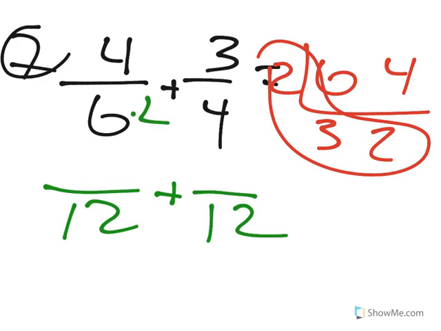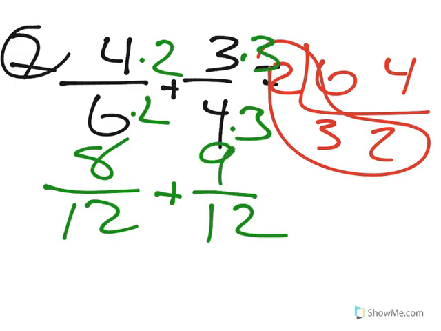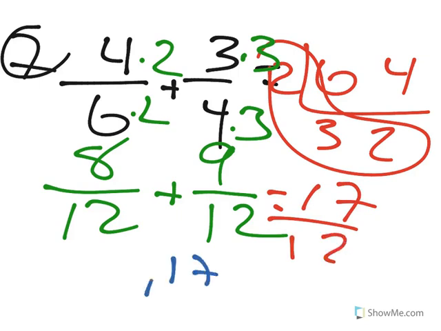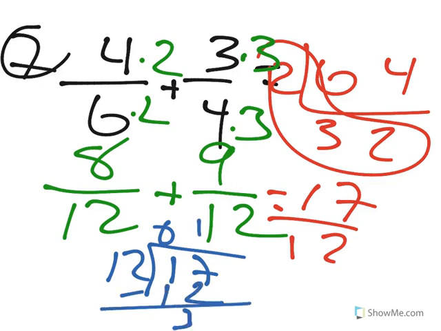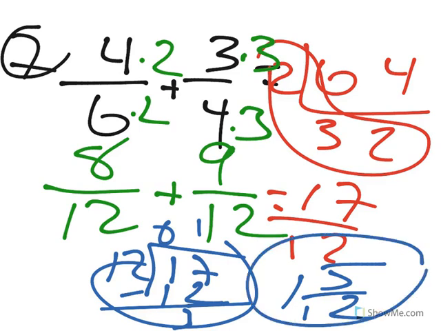Now I'm going to say 6 times 2 is 12. 4 times 2 is 8. I'm going to say 4 times 3 is 12. 3 times 3 is 9. Now that I have the same denominator, I'm going to get 17 twelfths. 17 twelfths is improper, so I divide it out. And I'm going to get 1 5 twelfths.